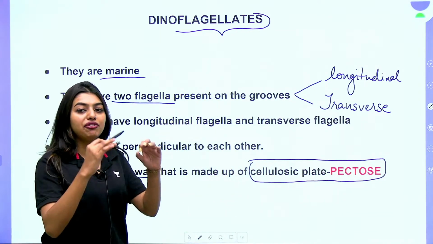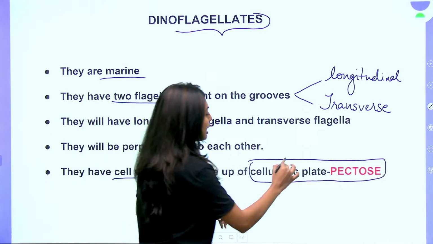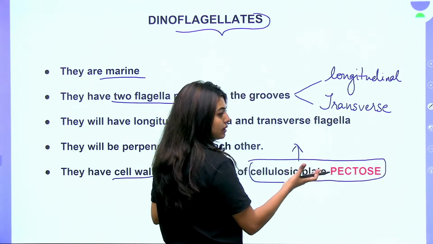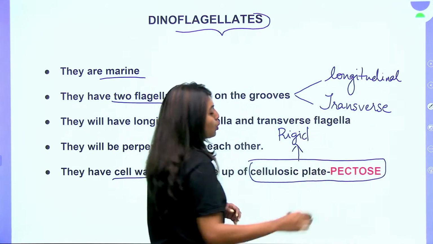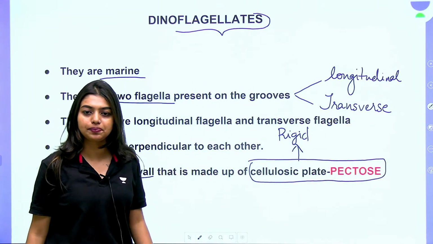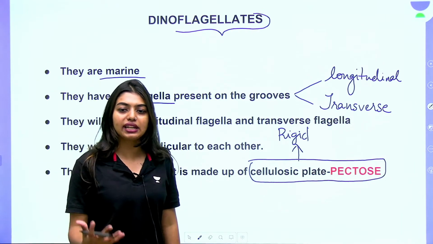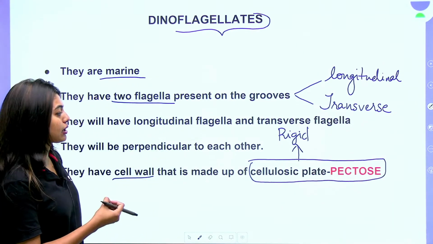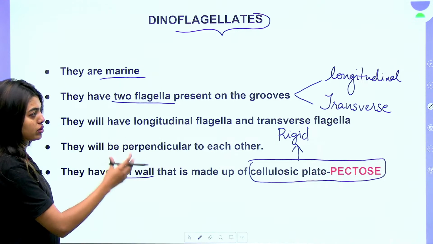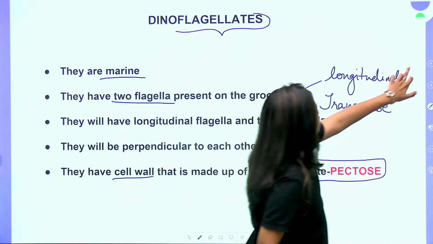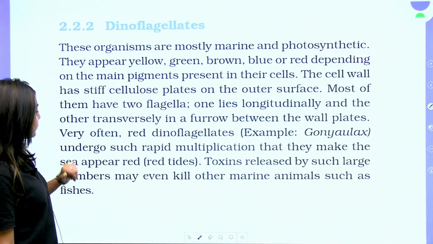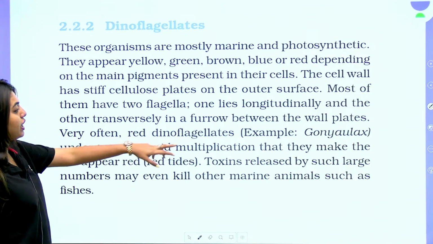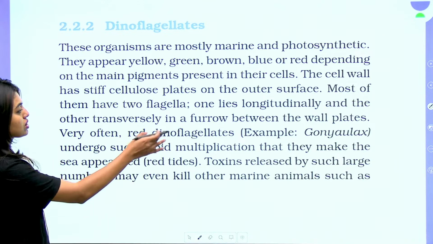Okay, they have a very rigid, plate-like structure that is called the pectose. Pectose, clear? This rigid layer is called pectose, and it is made up of cellulose. Yes. Okay, so your NCERT says about, here is where you will be coming across Goniolax.